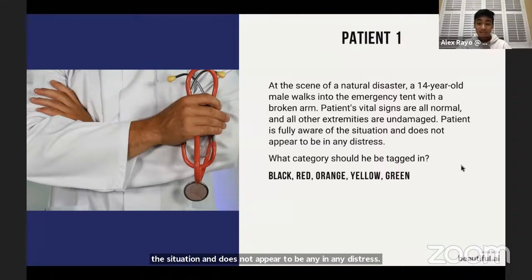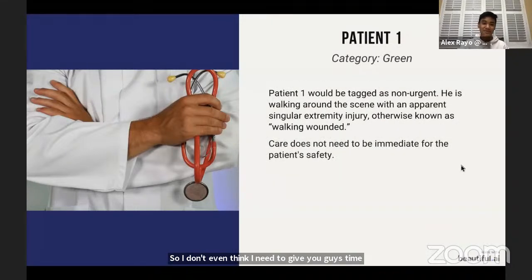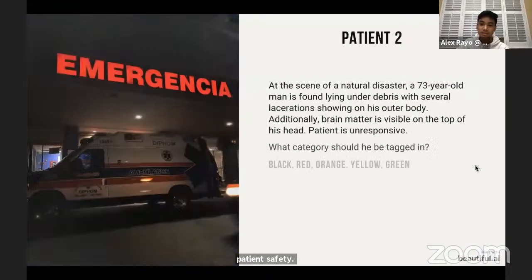So I don't even think I need to give you guys time because you're really quick with that. Yep, the correct answer category is green. So patient 1 would often be tagged as non-urgent because he's walking around the scene with an apparent singular injury. And again, this is otherwise known as walking wounded. So care does not need to be immediate at all for this patient's safety.